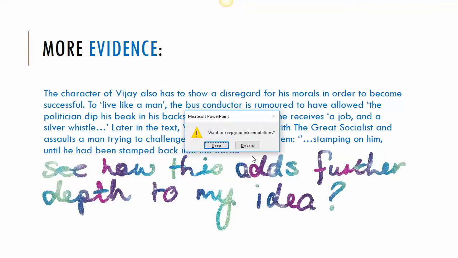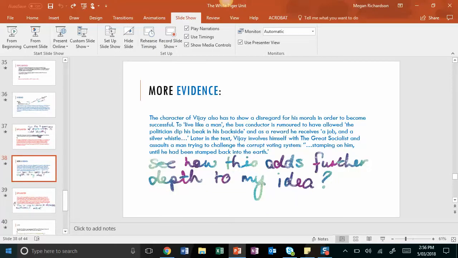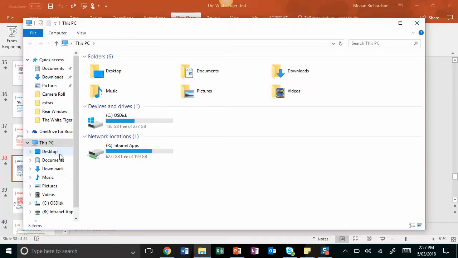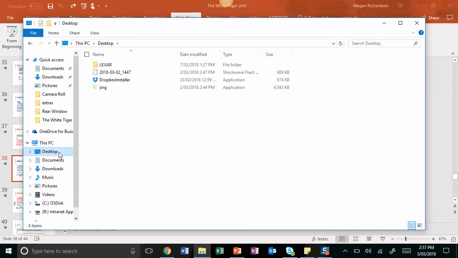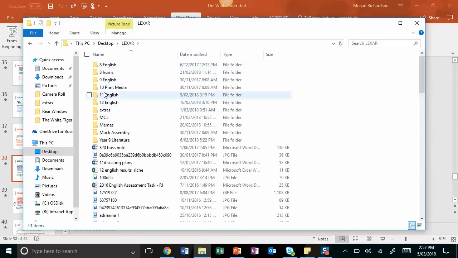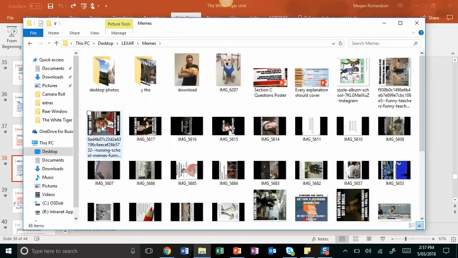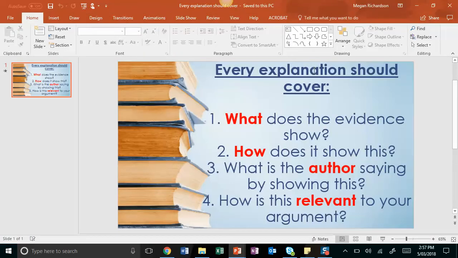Hang on. Let me go down here. I will find them for you because I love these questions. I made these questions up last year with my year 11s because they were finding it really hard to get depth in their explanations, and so we came up with these 4 questions that we could use every time we had to make an explanation, so that we could wring every last bit out of it that we could. So this is what they are.